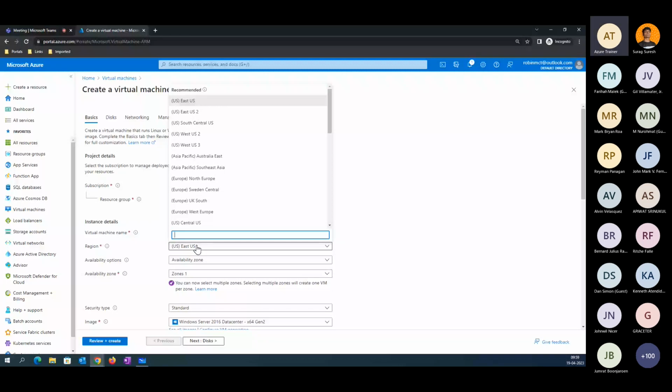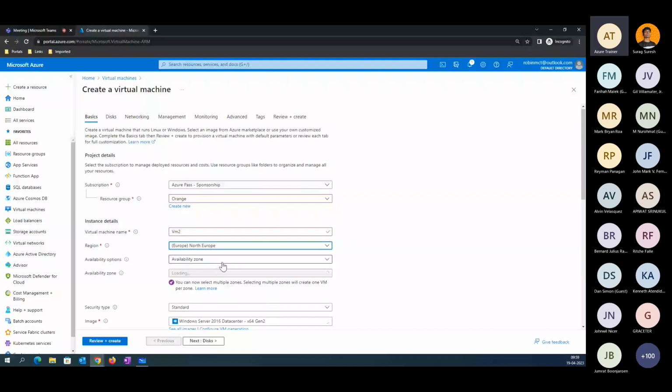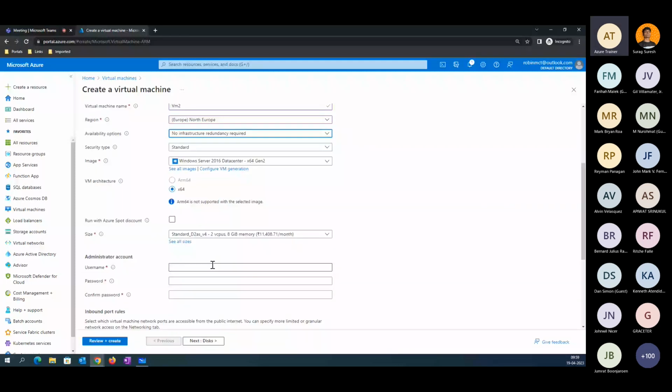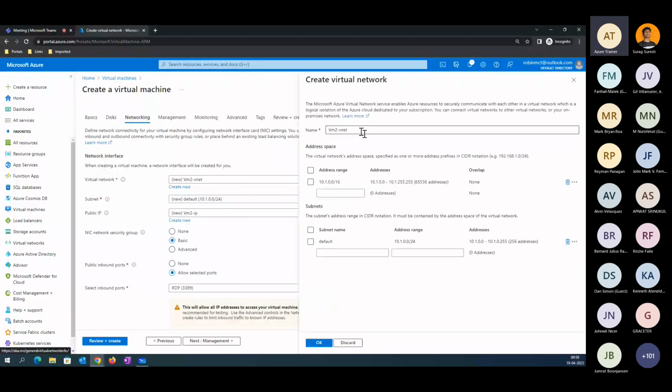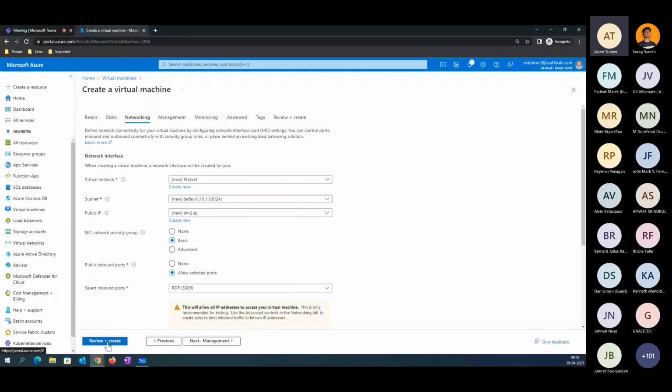Let's create in another region here. No infrastructure availability group has been selected. We have given the username and password. Let's go to networking. Create a new network called market. I have given the range 10.1.0.0/16. Let's create it here. Review and create here.